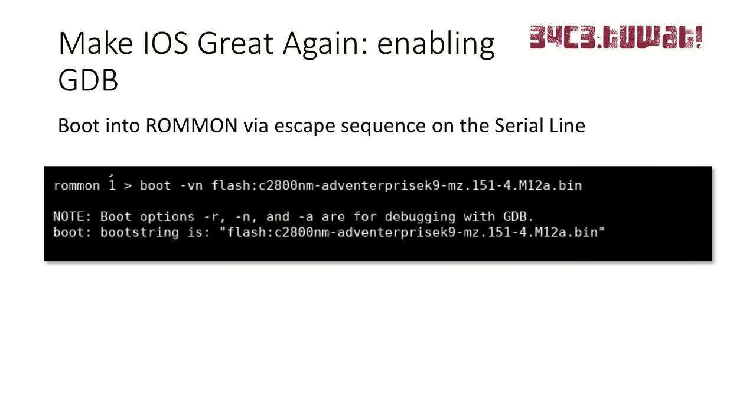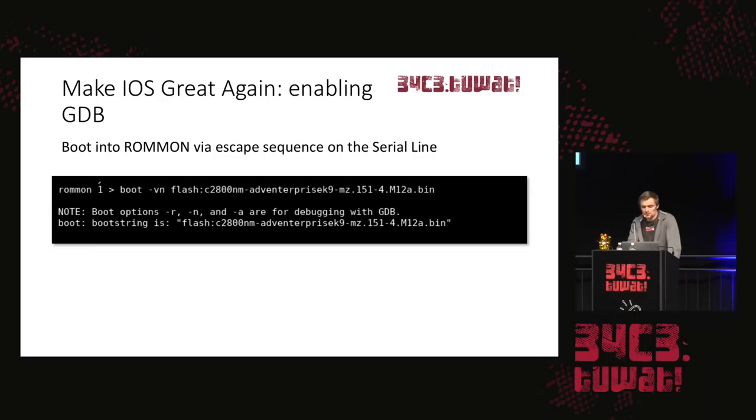And this way is to reboot the device and send an escape sequence to the serial line. This will bring up the ROM monitor shell. ROM monitor is a simple piece of firmware that gets loaded and run just before your firmware starts running. And in this ROMMON, you can manually boot your firmware with a flag N, which will launch the whole firmware under GDB. And after your firmware is loaded, the GDB will kick in.